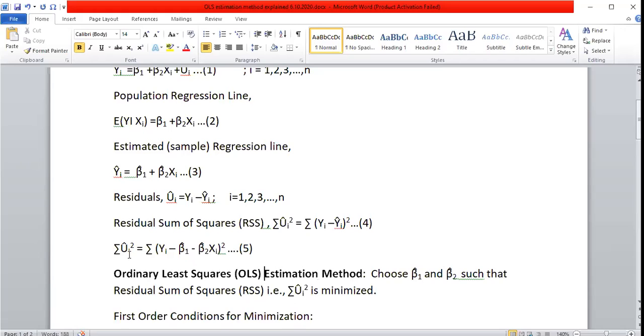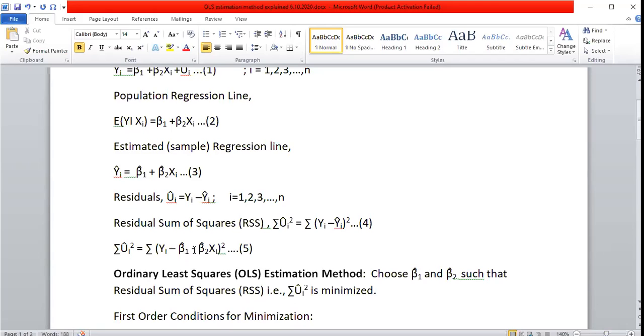We don't know beta 1 hat and beta 2 hat, so now they are saying use a principle to find them. You choose the beta 1 hat and beta 2 hat that minimize this residual sum of squares. Another principle could be, how about minimizing the absolute value of ui hat? That could be another principle. They tried that, but it did not give very good properties, so they abandoned that.